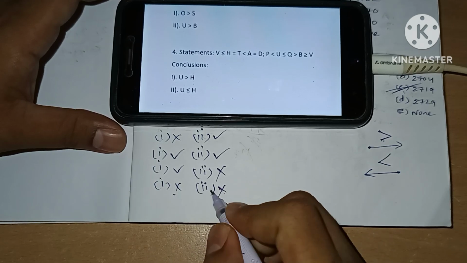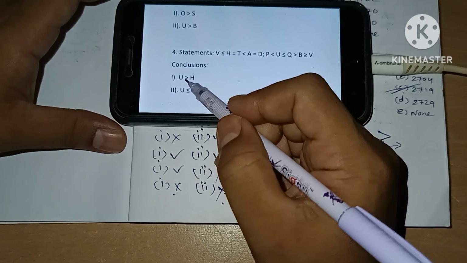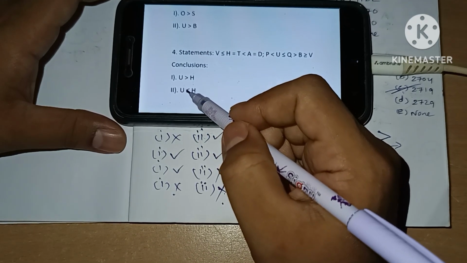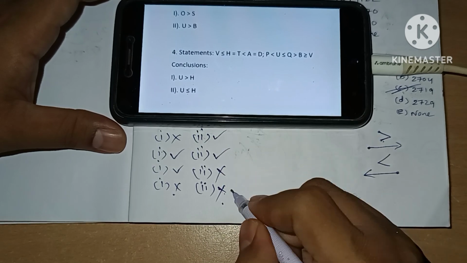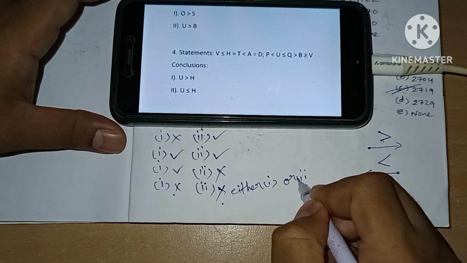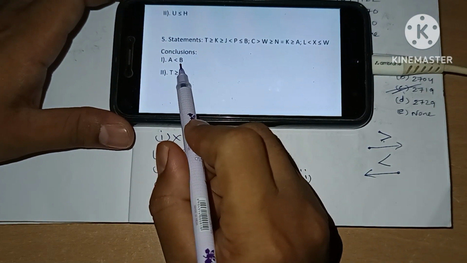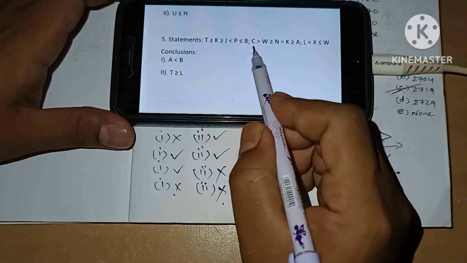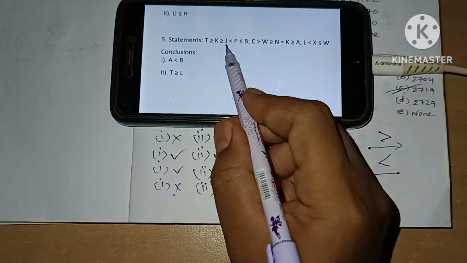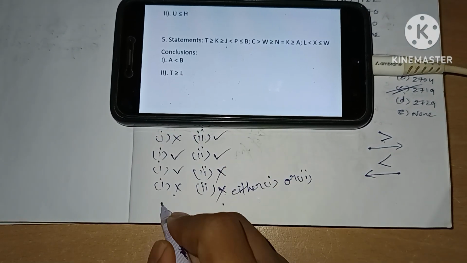Here both are false and we have same alphabets. In between these alphabets there are three symbols: U greater, U lesser, U equal to. So it is either 1 or 2 is the answer for this one. Next, fifth question. Here first conclusion, the flow from B to A. From B we can reach to P and J but cannot reach A. So first conclusion will be false.